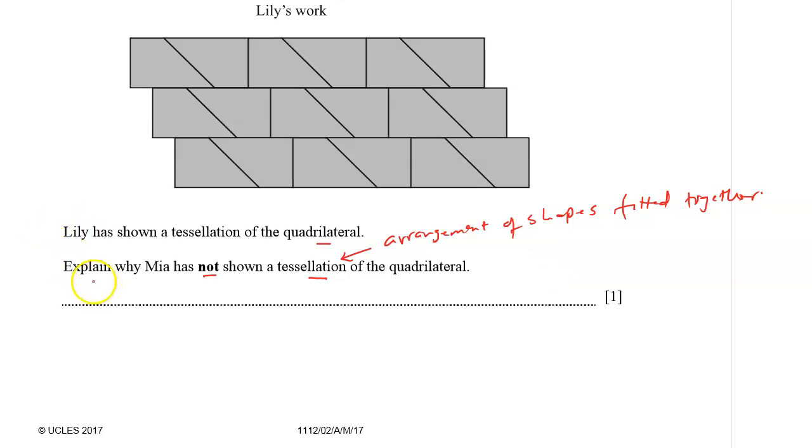Therefore, the explanation for why Mia's work is not tessellated is that there are gaps. They're not fitting. Tessellation, as I've said, means shapes fitting together. So in Mia's case, there are gaps in Mia's work. So they are not tessellated.